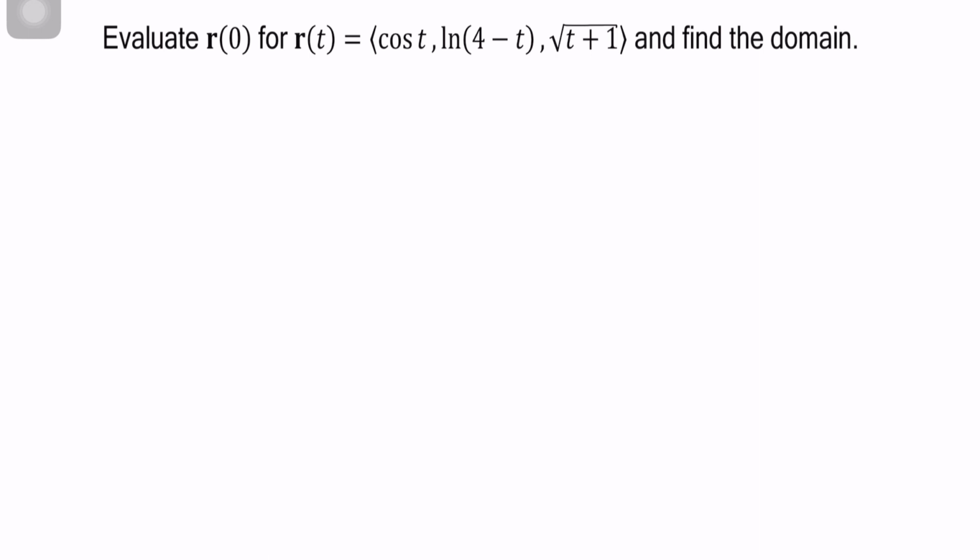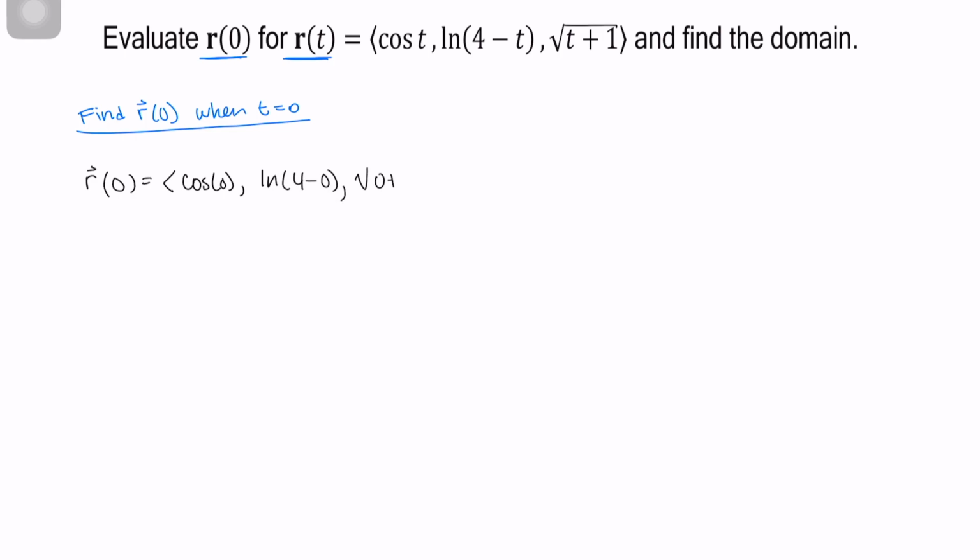So first thing we're going to do is evaluate this vector valued function when t equals 0. So r evaluated at 0. We just go ahead and replace, as you would in an algebra class, every t with a 0. So this is cosine of 0, comma, the natural log of 4 minus 0, comma, the square root of 0 plus 1. So this vector valued function r evaluated at 0 becomes 1, comma, the natural log of 4, comma, 1. All right, next let's find its domain.